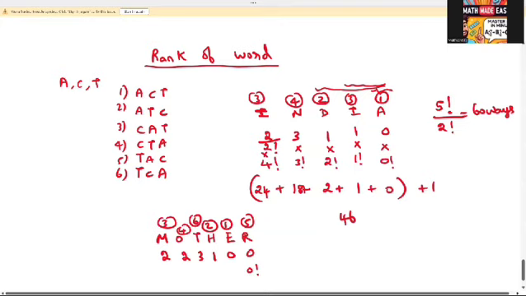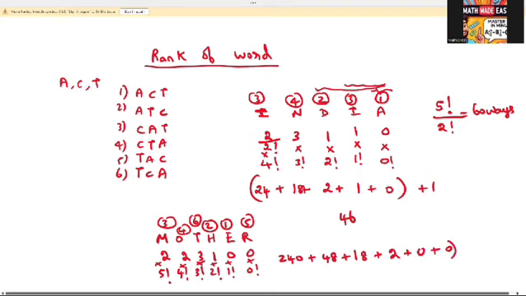Then start putting 0 factorial, 1 factorial, 2 factorial, 3 factorial, 4 factorial, 5 factorial, and start multiplying them correspondingly. So I'm getting 2 times 5 factorial, which is 2 into 120, 240, followed by 2 into 4 factorial, that is 2 into 24, 48, followed by 3 into 3 factorial, that's 3 into 6, 18, followed by 1 into 2 factorial, that will be 2, 0 into 1 factorial, that's 0, 0 into 0 factorial, 0. Add all of this and put plus 1 to this addition. So 240 plus 48, 288, 288 plus 20, 308, 308 plus 1, 309 is the rank of this word MOTHER.